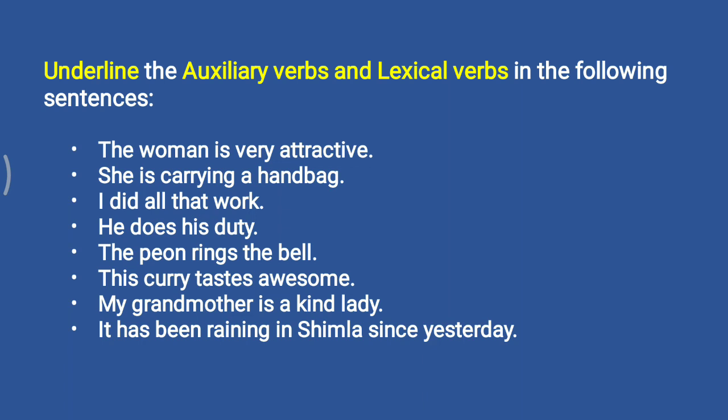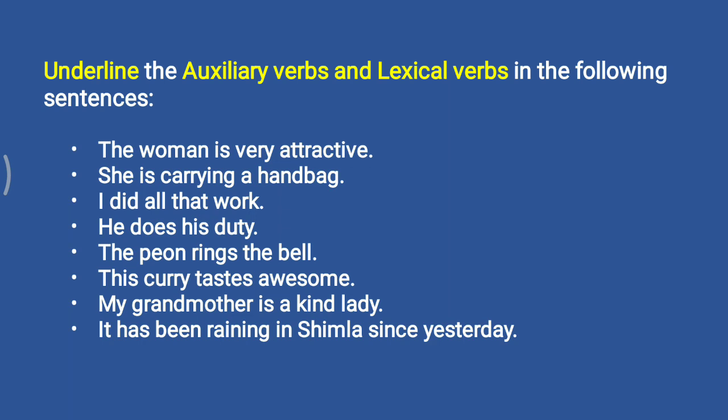Let's do an exercise again. Underline the auxiliary verbs and lexical verbs in the following sentences. The woman is very attractive. Here you have to underline the auxiliary and lexical verbs. In this sentence, is is the lexical verb. She is carrying a handbag. In this sentence, the auxiliary verb is is and carrying is the lexical or main verb because it shows an action.